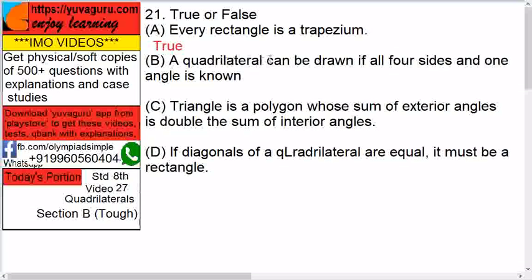A quadrilateral can be drawn if all four sides and one angle are known. That is also true. Quite simple. First draw the two known sides, then the angle between them, which is known. Okay. Then now we require only the third and fourth side. Take a compass, make the arc of that much angle and draw them.